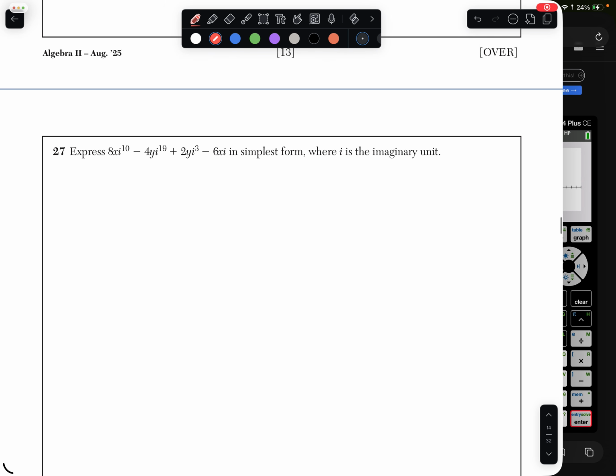All right, 27. So here we have: express 8x i to the power of 10 minus 4y i to the 19th plus 2y i to the 3 minus 6x i in simplest form, where i is the imaginary unit. All right, so we need to know that the square root of -1 is equal to i. So then that means -1 is equal to i squared.